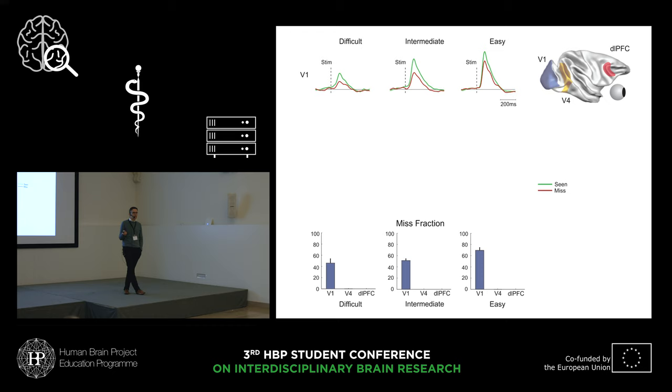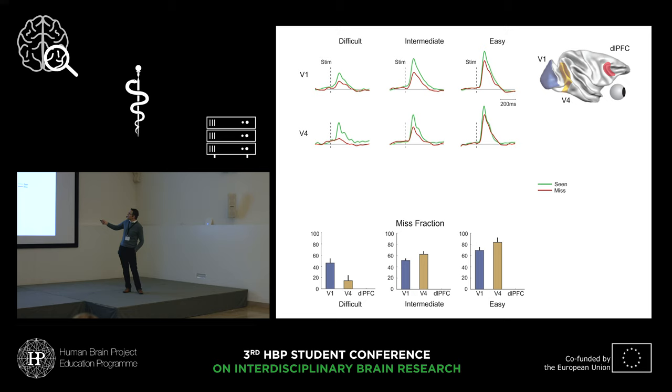And we did the same thing in area V4. We basically get more or less the same result. You see that the difference here is even a little bit larger for the difficult stimuli. So you get this increasing miss fraction. Again, you see that easy miss stimuli elicit more activity than the difficult seen stimuli. Also suggesting that information can get lost from V4 downstream to higher visual areas, and then causes a miss.